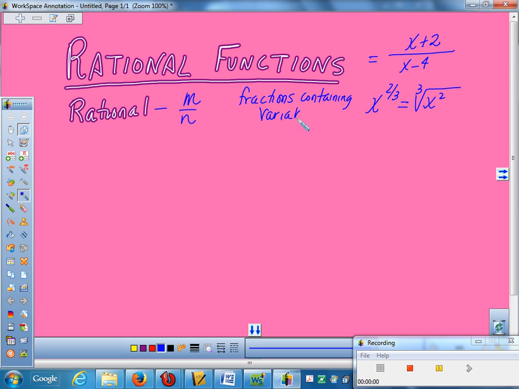Now, we could go for weeks, probably months, on all the different rational functions that are out there. Particularly if we start trying to graph these babies. Because there are a million different things I can put in a fraction. I can put 1 over x plus 2. I can put x over x minus 3. I can put 4 over x plus 3 times x minus 7. There's so many different things I can put in a fraction.